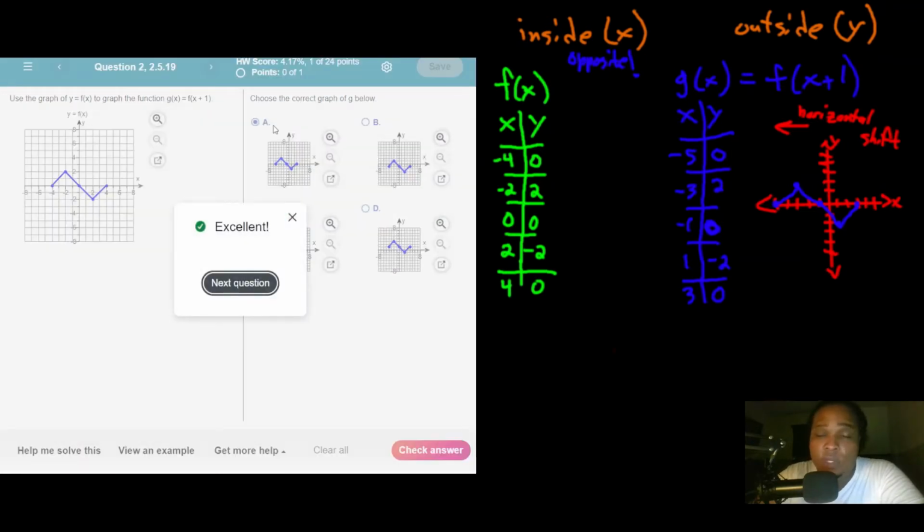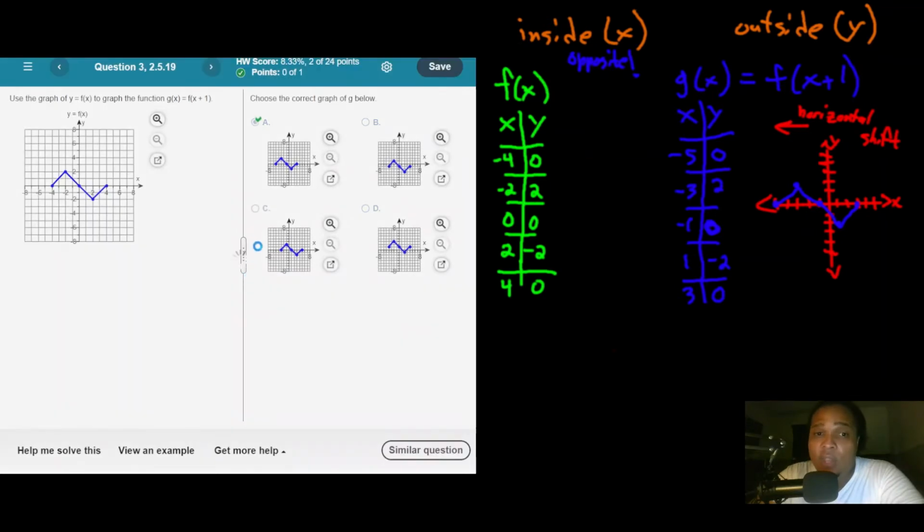So that's it. We're just going to take the function. We have to identify whether there's an outside or inside change. Depending on that type of change, if it's inside, we're going to affect the x. If it's outside, we're going to affect our y. And take a look. We have something that is inside and outside. So we're going to affect both the x's and the y's.